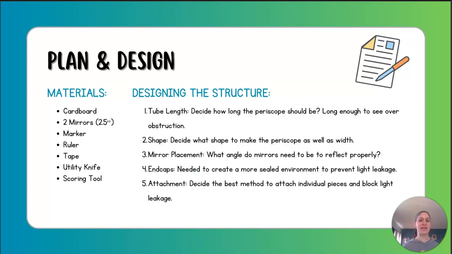The shape. I decided to make my periscope rectangular. Mirror placement. The angles of the mirrors will need to be placed at exactly 45 degrees to reflect properly. The end caps. I decided to make end caps for my viewer end where the periscope end over the fence will be, creating a sealed environment to prevent leakage, and I had to figure out the best way to attach all my cardboard pieces.